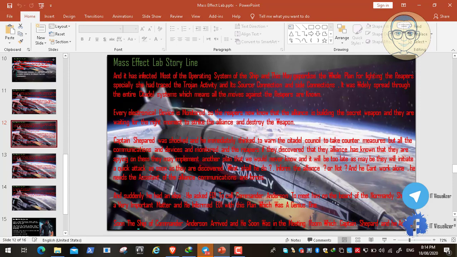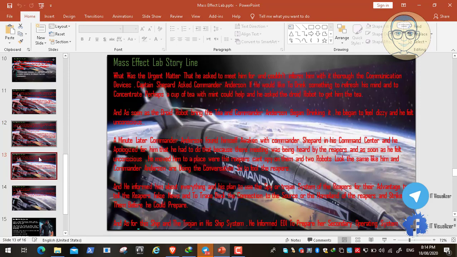Soon the ship of Commander Anderson arrived, and he was soon in a meeting with Captain Shepard. When he asked what the urgent matter was that he couldn't be informed of through the communication devices, Captain Shepard asked Commander Anderson if he would like to drink something to refresh his mind and concentrate. Perhaps a cup of tea with mint could help, and he asked the droid robot to get him the tea. As soon as the droid robot brought the tea and Commander Anderson began drinking it, he began to feel dizzy and lost consciousness.